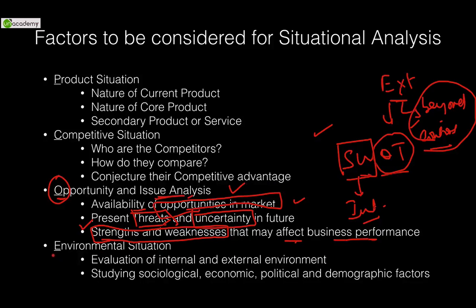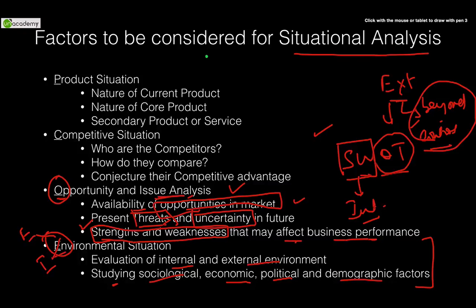Last factor being environmental situation. So E for environment. Environmental situation tells us about every form of environment, whether external or internal, that impacts our business. Evaluation of internal as well as external environment. So we study the sociological, which is related to society, economic, political and demographic factors pertaining to environmental situation. So remember this, everything that is within the ecosystem of business has to be studied from the point of view of situational analysis.